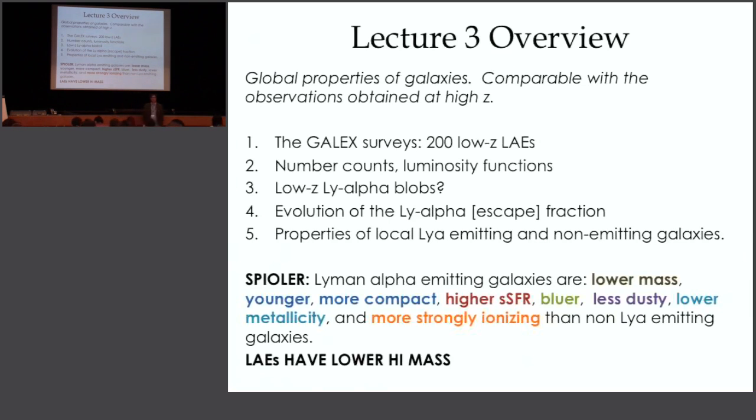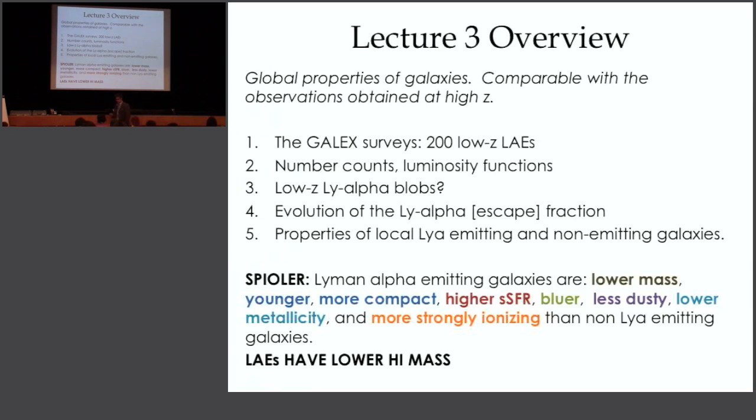Today, in this morning's lecture, I'm going to focus on the global properties of galaxies derived by large aperture spectrophotometry that captures all of the Lyman-alpha emission from galaxies. This is motivated by making comparisons with the high redshift universe and things that Masami talked about in the previous 3 days. This is derived from GALEX surveys that have captured on the order of 200 local Lyman-alpha emitters.